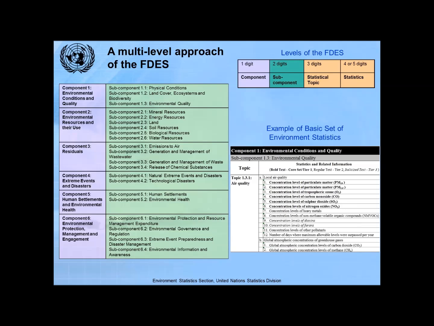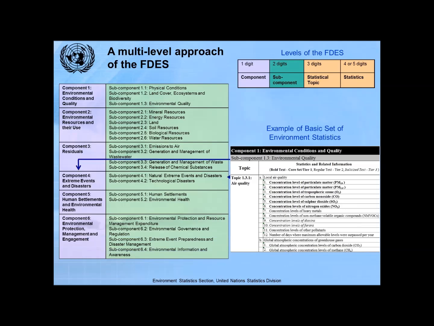That's an example of the basic set, and I've included here component 1, environmental conditions and quality, which has a subcomponent on environmental quality, and the statistical topic here would be topic 1.3.1, which is air quality. And then you see the list of statistics. In terms of air quality, we have included 12 statistics that you would need to measure air quality depending on, again, the priorities and resources and issue in the particular country or city.